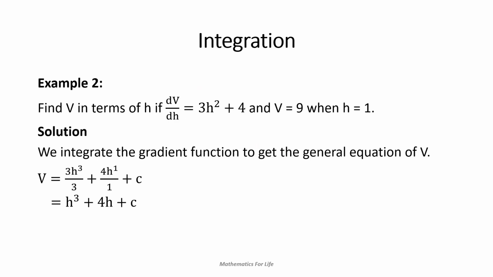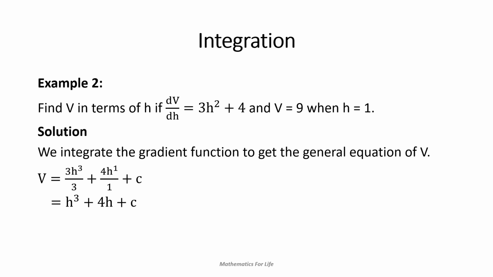Example number 2. We've been told: find v in terms of h if dv/dh is equal to 3h squared plus 4 and v is equal to 9 when h is equal to 1. So once again, we are required to determine the exact equation whose gradient function we've been provided, and so that will involve us finding the value of c.